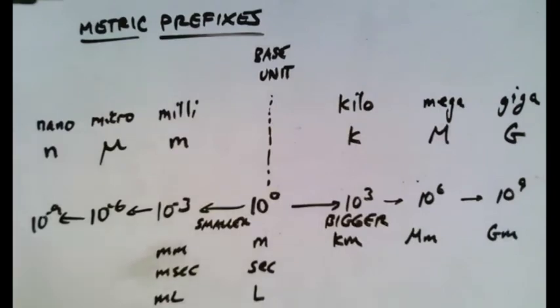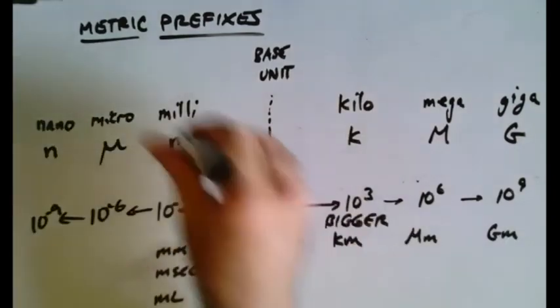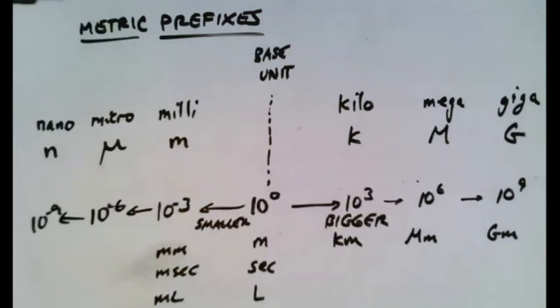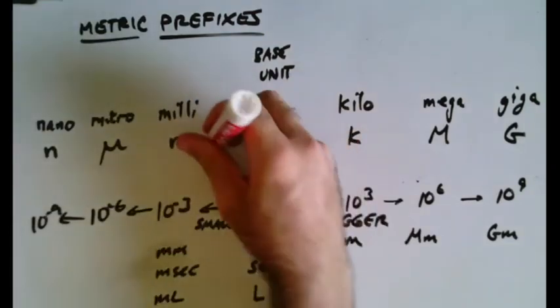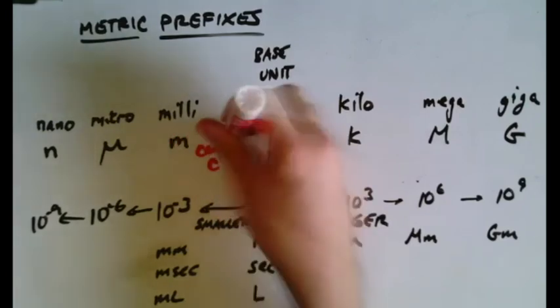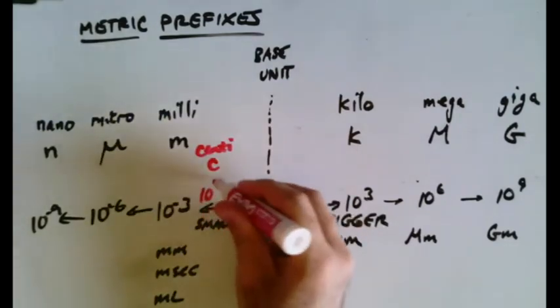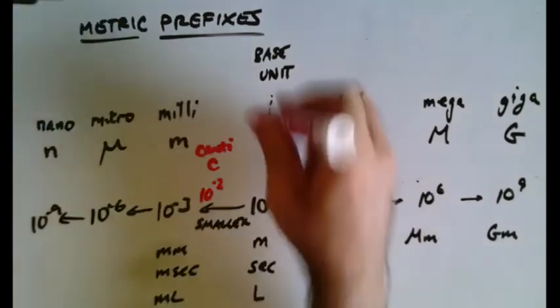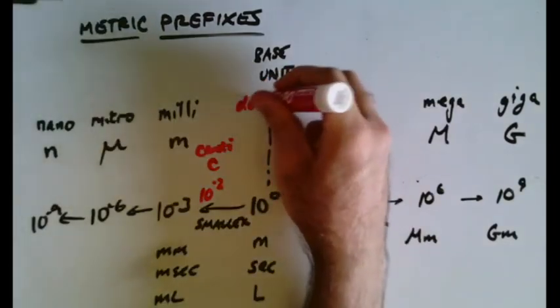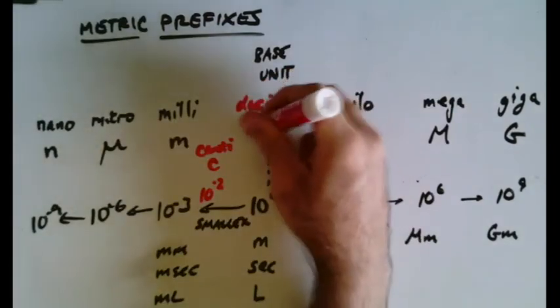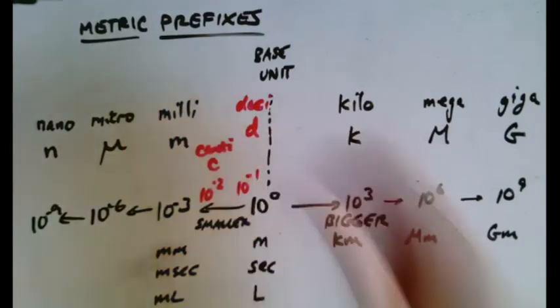There are two others that you're going to see that are in between milli and the base unit because those can sometimes be useful. We've looked at one of them already. C is centi, and that's 10 to the minus 2, or 1/100th. And then deci is D, and that's 10 to the minus 1, or 1/10th.